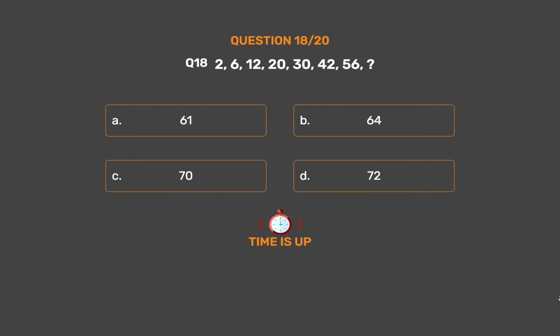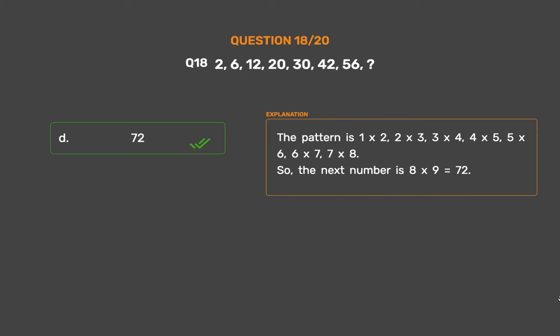The correct answer is Option D, 72. The pattern is 1 by 2, 2 by 3, 3 by 4, 4 by 5, 5 by 6, 6 by 7, 7 by 8. So, the next number is 8 by 9 equals 72.